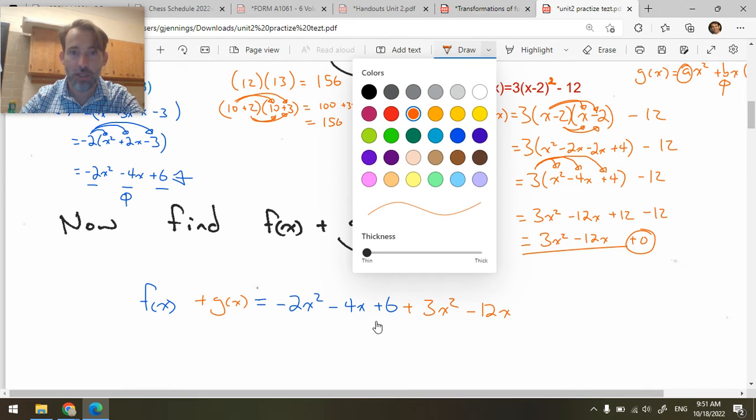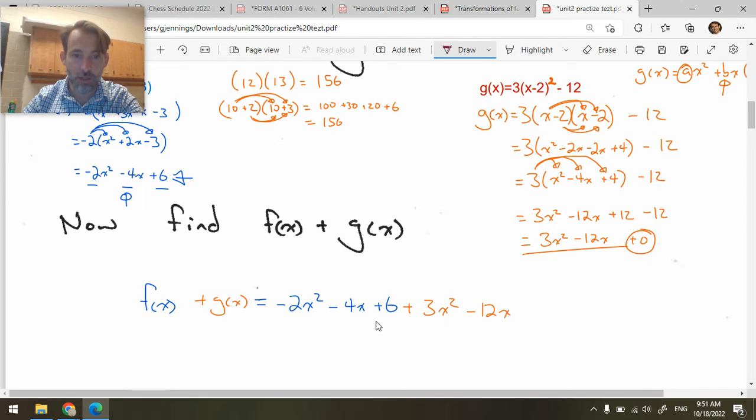Now all that's left to do is to collect all my like terms to find this new function, f of x plus g of x, is equal to negative 2x squared plus 3x squared. I had negative 2 of something, but you gave me 3 of them. I'm out of the hole, and I have 1 of them now. 1x squared. Minus 4x minus 12x is minus 16x. And then plus 6 is just plus 6 there.